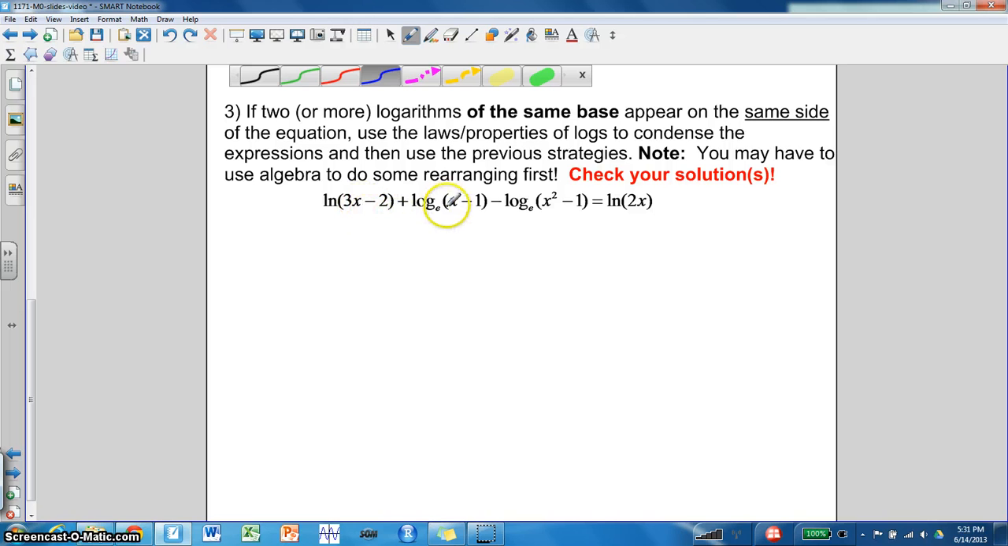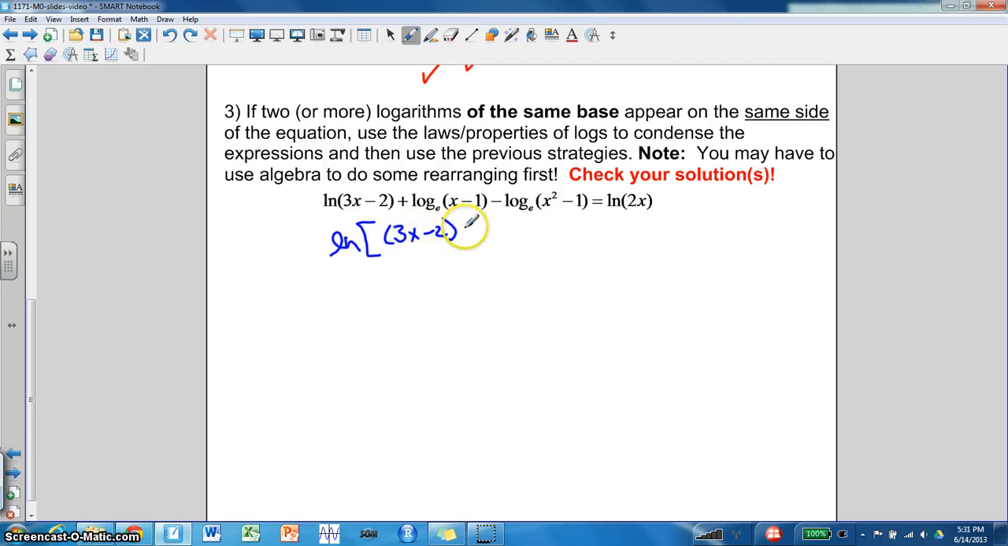Okay. Now remember, if I have addition of logarithms, that means I can multiply whatever's inside the logarithms, and essentially this is just another way of saying natural log, same thing. So I can write this as 3x minus 2, and then times x minus 1, minus, and I'm going to change this to natural log of x squared minus 1 is equal to 2x. Natural log of 2x.